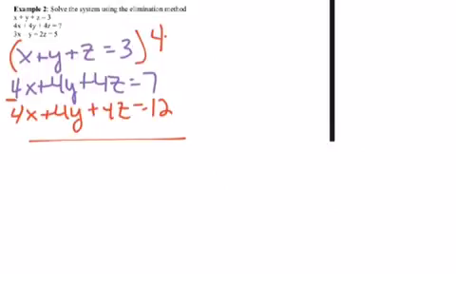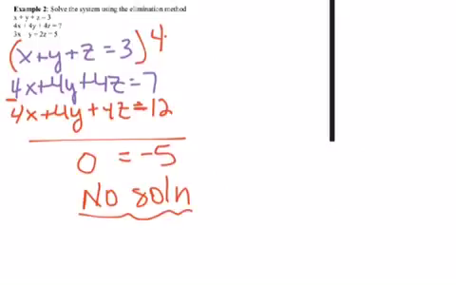And when I subtract them, I'm going to get 0 on this side and negative 5 on this side. Since this is not true, that means there is no solution.